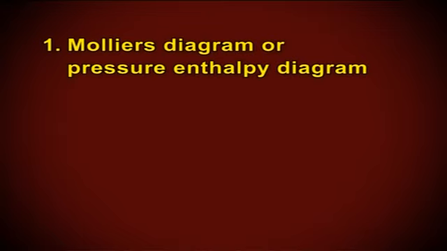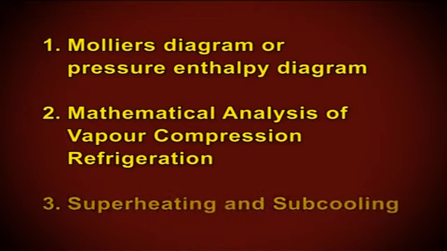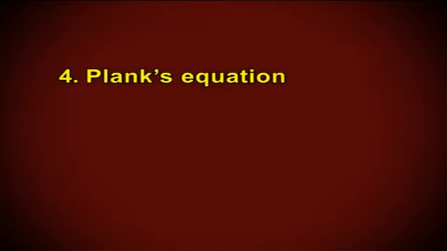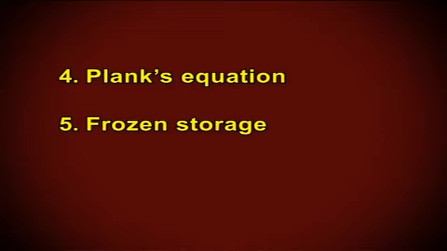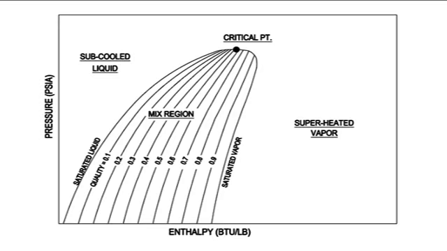1. Mollier diagram or pressure enthalpy diagram. 2. Mathematical analysis of vapor compression refrigeration. 3. Superheating and subcooling. 4. Planck's equation. 5. Frozen storage. And 6. Methods of freezing. The following module will throw light on these diagrams and related concepts and numericals.